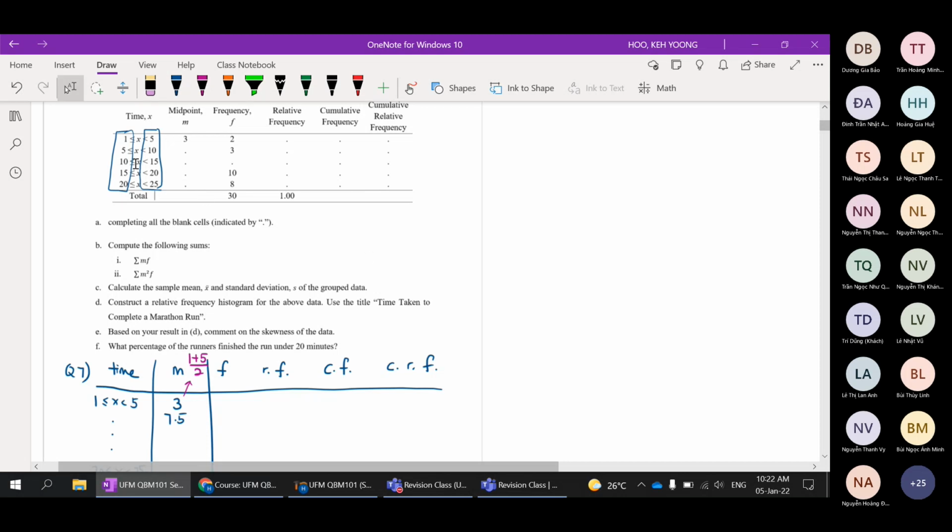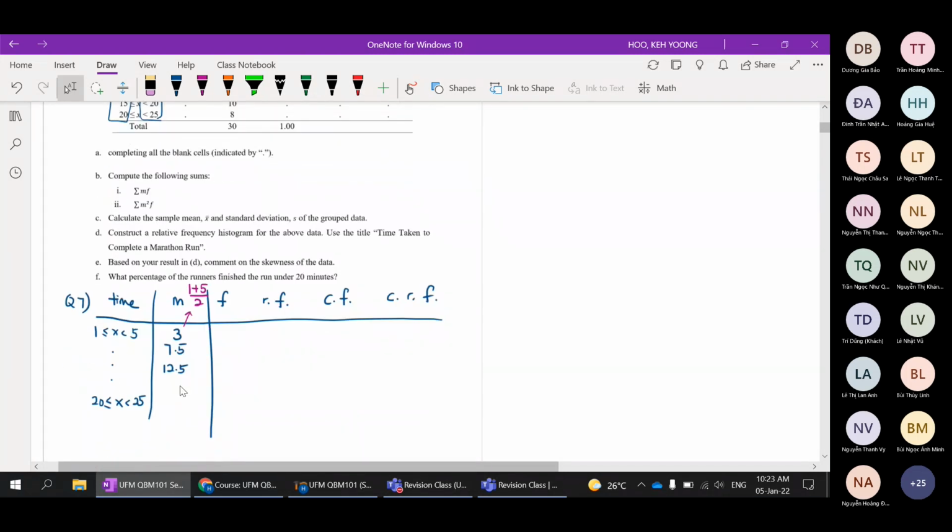So for the third class, 10 plus 15 divided by 2, you have 12.5. Let me check. 10 plus 15 divided by 2, yeah, 12.5. For the fourth class, 15 plus 20 divided by 2, you got 17.5. And the last class, 20 plus 25 divided by 2, you get 22.5.